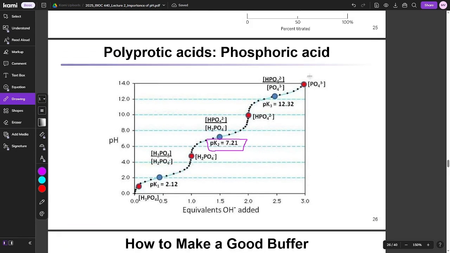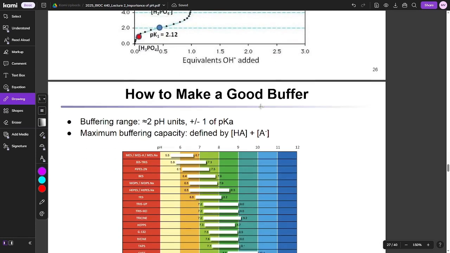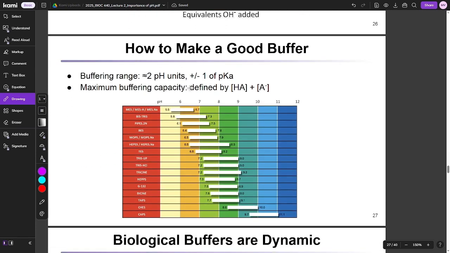So that's just what this is trying to say, that there's plenty of really cool compounds you can use for buffers, and phosphoric acid happens to be one of them that has 3 different pKas, right? Yeah, so here's what it says. Our buffering range is around 2 pH units, plus or minus 1 of the pKa. Like I said before, you could do plus or minus 2, but for the sake of this class, do plus or minus 1. 2 is very sketchy. Usually it breaks.